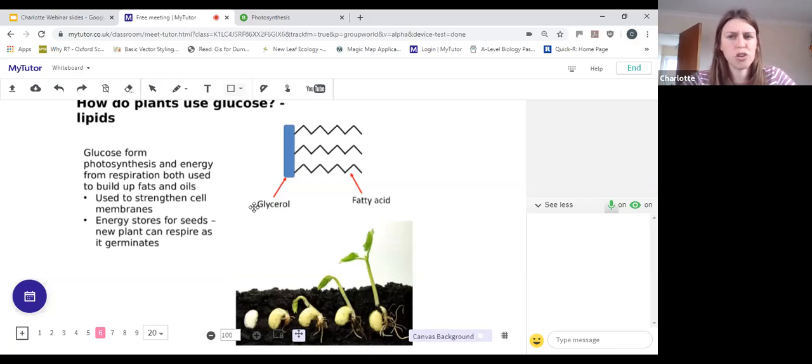They're arranged as a phospholipid bilayer. For those of you that are going to go on and do A-level biology, you talk a lot about phospholipid bilayers. As well as being used to strengthen cell membranes and organelle membranes as well, lipids are everywhere when you look into different cellular structures.